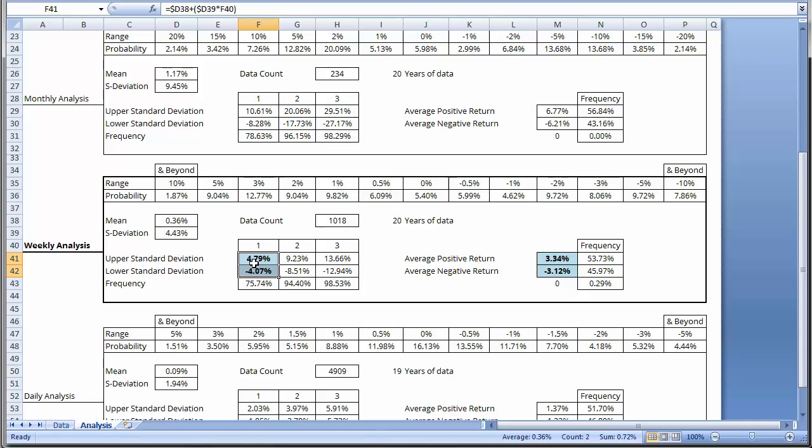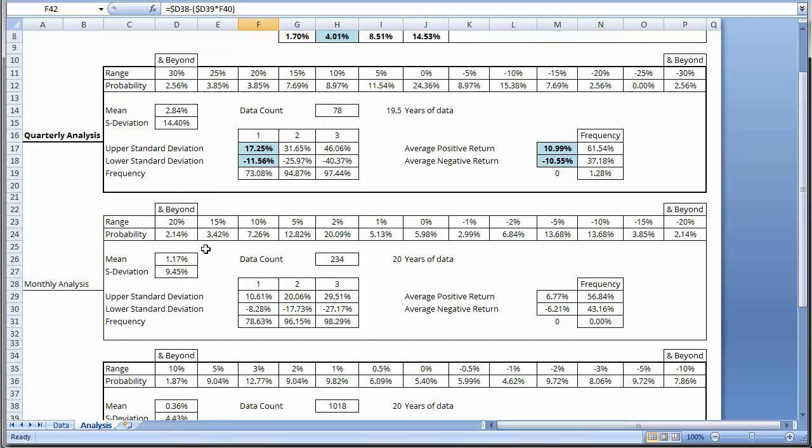If I was looking to trade this particular stock, then I look at the weekly analysis to determine my stop loss. If I wanted to take a long position, then my stop loss would be outside this minus 4%, so about minus 5%. Looking at the average negative return and lower standard deviation, that would be a sensible stop loss.